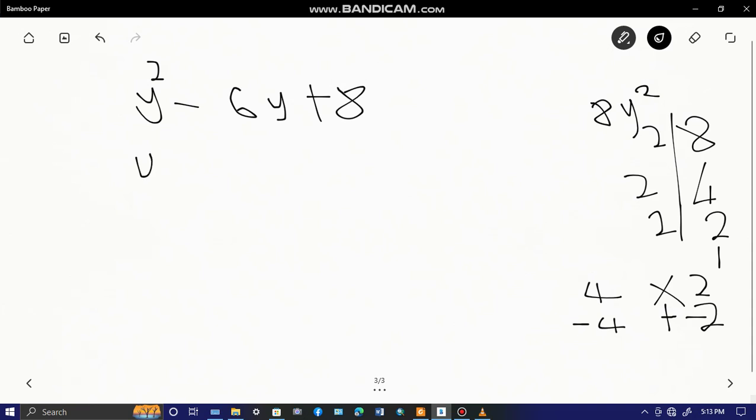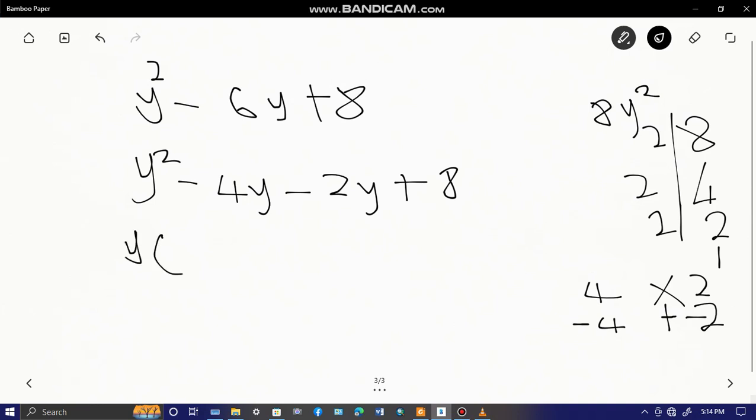So you have y squared minus 4y minus 2y plus 8. From here, you will factorize by grouping. So you have the first group having a common factor of y. y into y squared, you get y. y into negative 4, you get a minus 4.